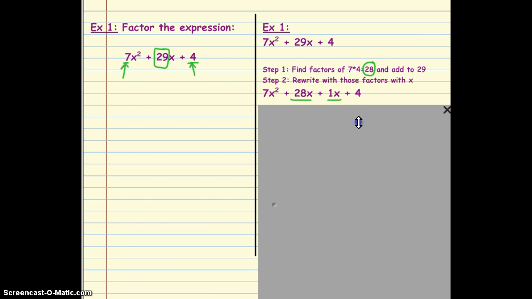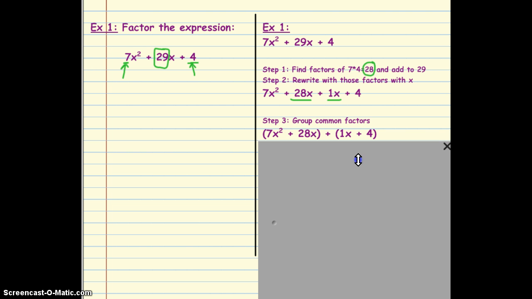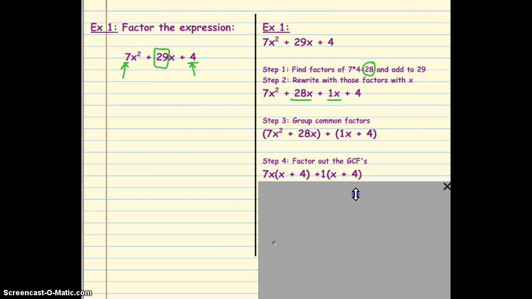Alright, now that we've done this, we have 4 terms, and just like we did in 8-2, we are going to group our common factors. So if I group the first 2, I know I can factor something out of that, and the second 2. In the first term, I'm going to factor out the greatest common factor of 7x, and when I do that, I get x plus 4. And in this second set of parentheses, I can't factor anything out, so I'm just going to put my 1, and so it's going to stay x plus 4.